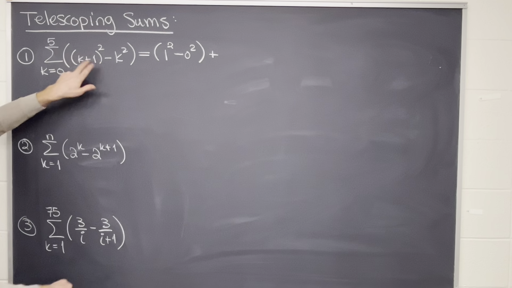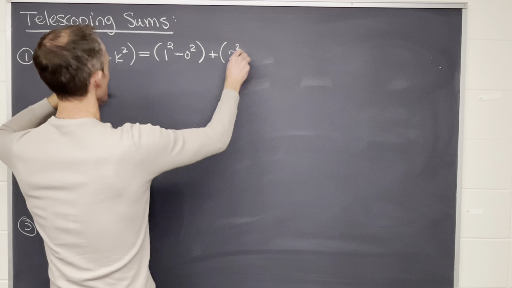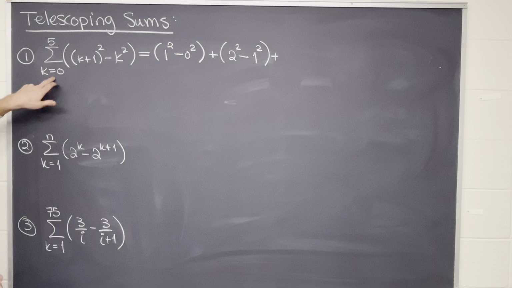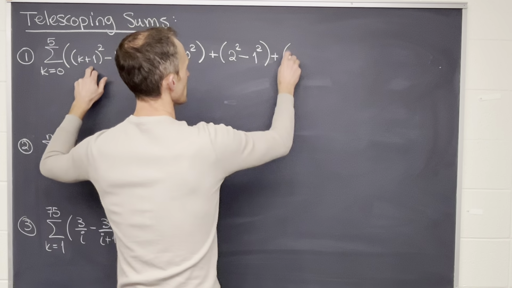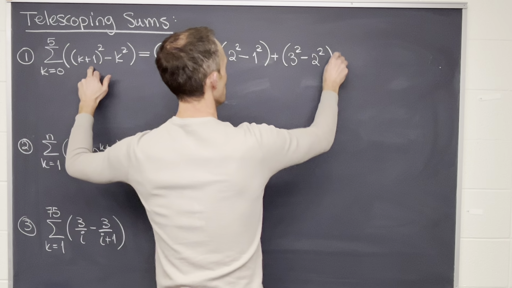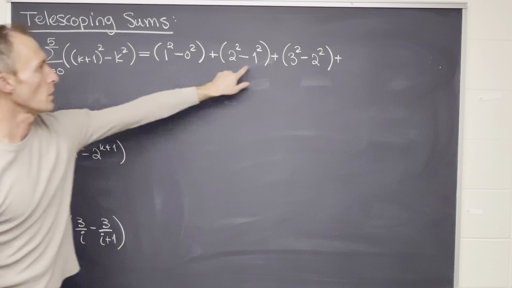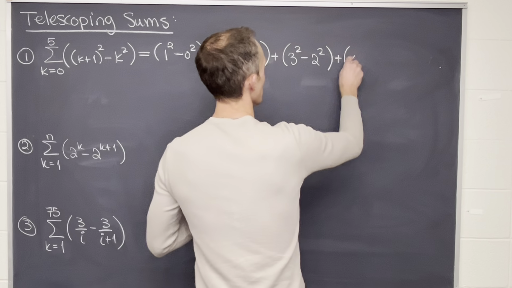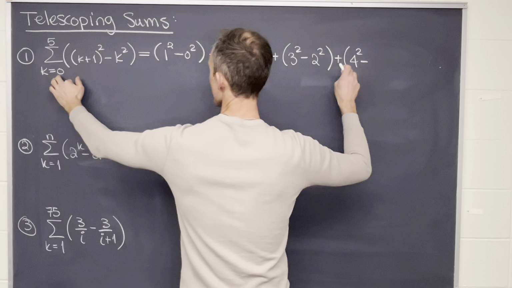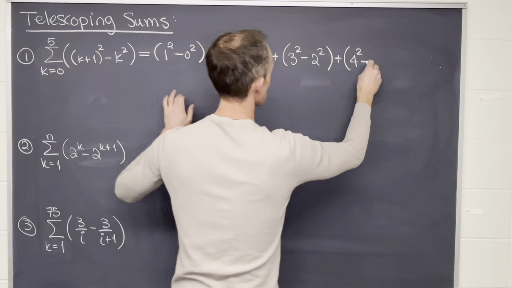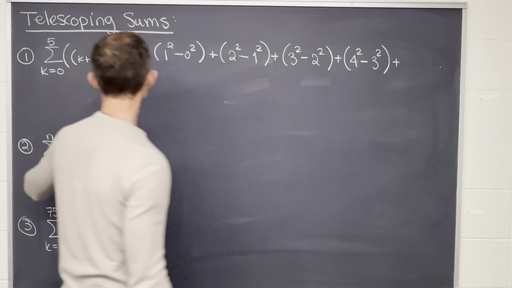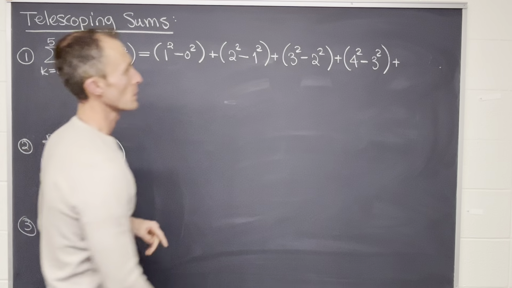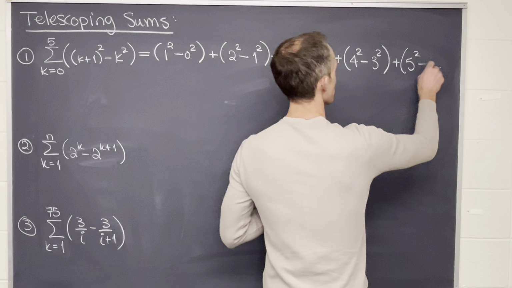When k is 1, I'm going to get 1 plus 1, so that's 2 squared minus 1 squared. Okay, next one, k is now 2, so 2 plus 1 is 3. So I'm going to get 3 squared minus 2 squared, plus, okay, so that was k is 0, 1, 2, so now k is 3. K is 3, I get 3 plus 1 is 4, so that's 4 squared minus, what? K was 0, 1, 2, 3, so that's 3 squared. Okay, k is now 4. I'm going to get 5 squared minus 4 squared.